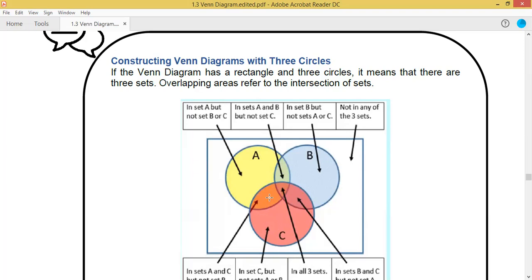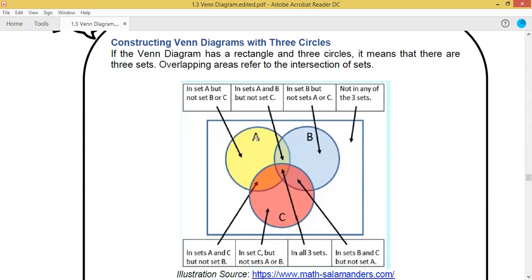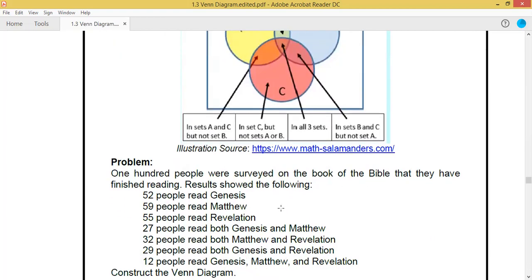This area is the overlapping of sets A and C. But if we say this area alone, it's the overlapping of sets A and C without B. This is A only, B only, and C only. Let's try the first example.